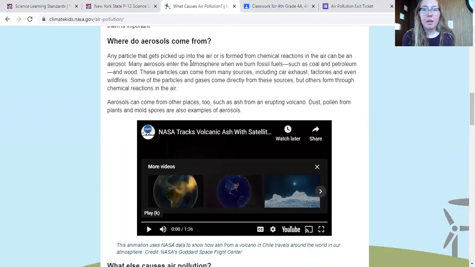Any particle that gets picked up into the air or is formed from chemical reactions in the air can be an aerosol. Many aerosols enter the atmosphere when we burn fossil fuels, such as coal and petroleum and wood. These particles can come from many sources, including car exhaust, factories, and even wildfires. Some of the particles and gases come directly from these sources, but others form through chemical reactions in the air. Aerosols can come from other places too, such as ash from an erupting volcano, dust, pollen, or from plants, and mold spores are examples of aerosols.